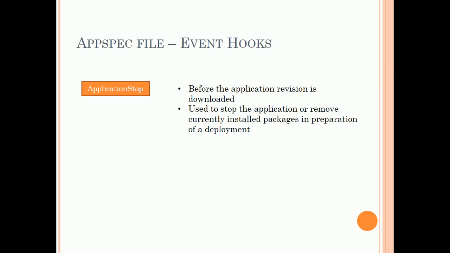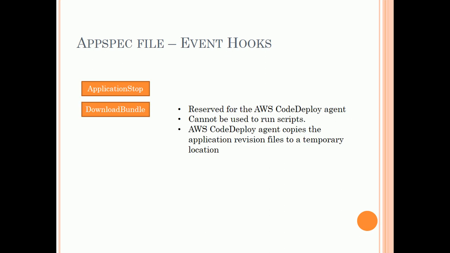The AppSpec file and scripts used for this deployment lifecycle event are from the previous successfully deployed application revision. The second is download bundle. Download bundle event is reserved for the AWS CodeDeploy agent, so we cannot specify any scripts for this event. The AWS CodeDeploy agent copies the application revision files to the temporary location during this event.